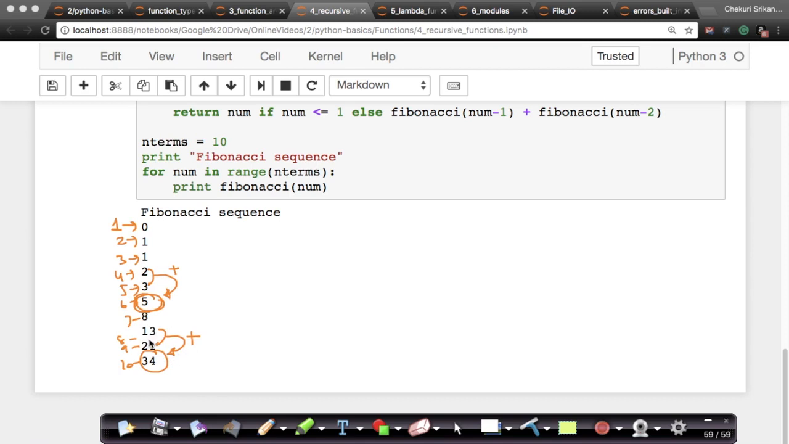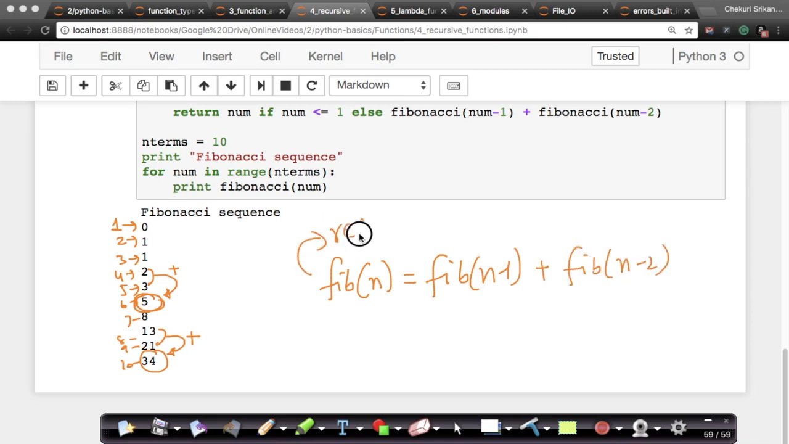So if you sum 13 with 21, you get 34. So Fibonacci of any number n is Fibonacci of n minus 1 plus Fibonacci of n minus 2. Okay, this is the recursion. It's called the recursive equation, because you are defining a function using itself with slightly different arguments. Now for every recursive equation, you also need to have the boundary case.